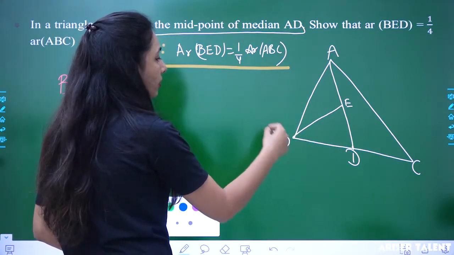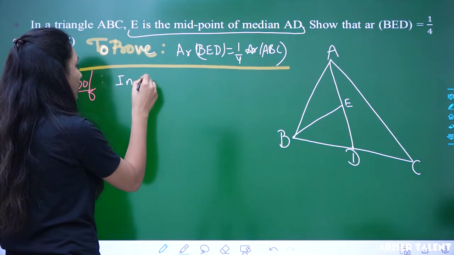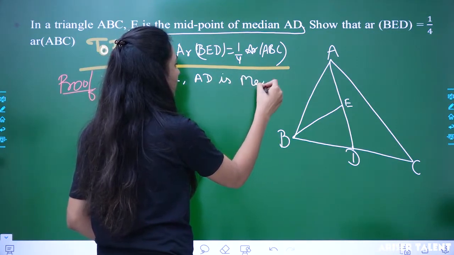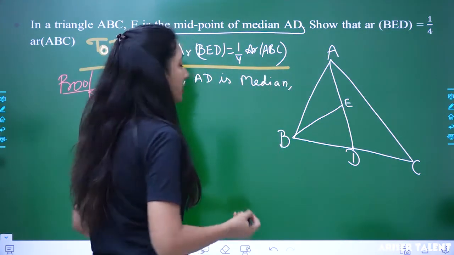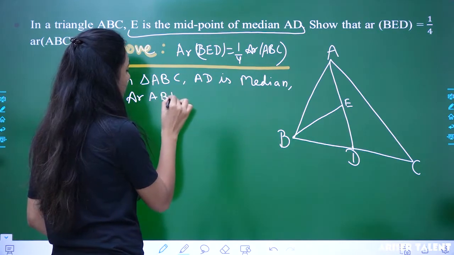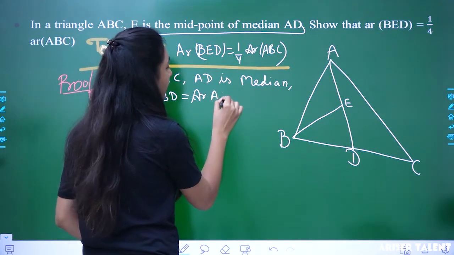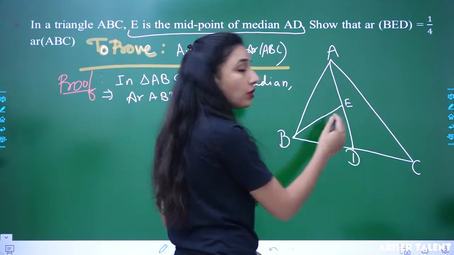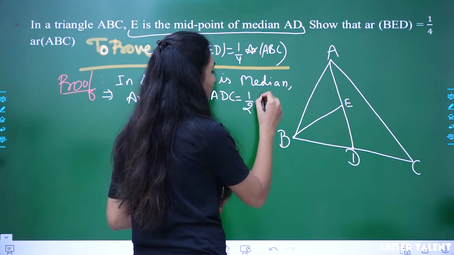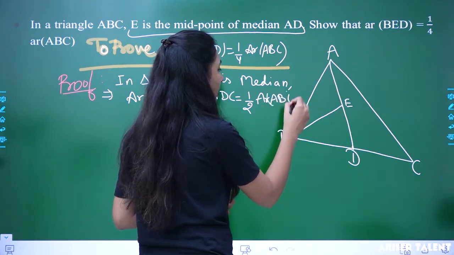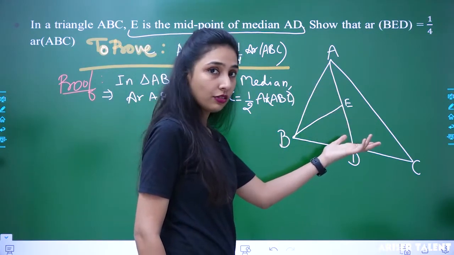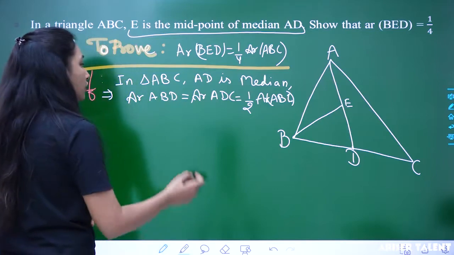First, we are going to talk about this triangle ABC. In triangle ABC, AD is median. If AD is median, this implies that area ABD is equal to area ADC. If these two areas are equal, that means in relation to the area of ABC, what is it? Equal to half area ABC. This is half ABC and this is half ABC. That makes it complete the area ABC. Okay. Now this is first.